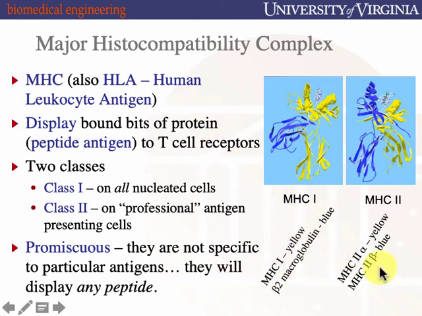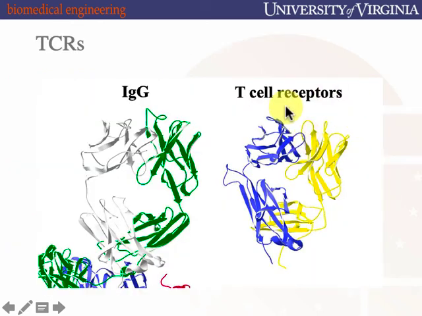I've made a note here. I don't think it's on the slides that you have a link to, but it's here on the recording of the lecture, and I'll try to remember to put these on there. These are not the same as this blue and yellow. T-cell receptors are heterodimeric proteins.